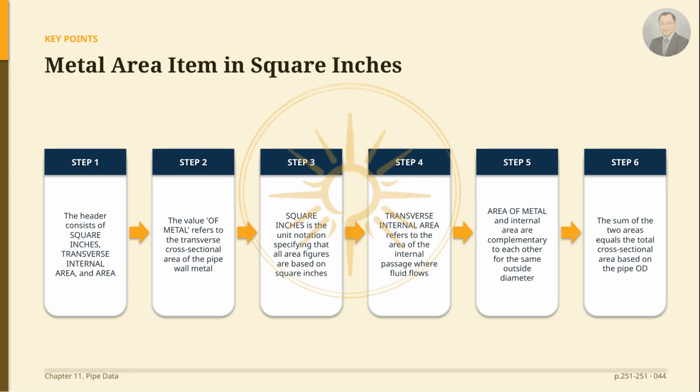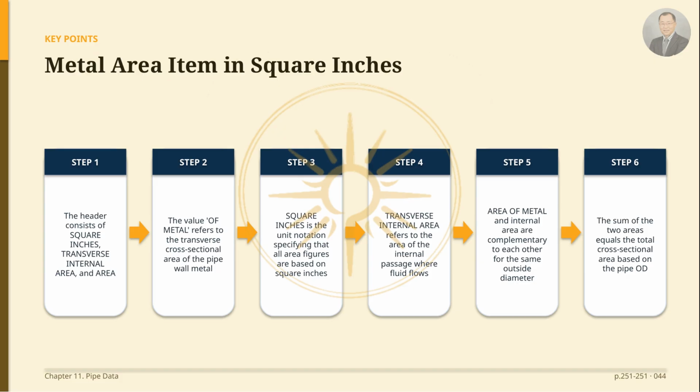Following the previous item, I would like to introduce the metal area item, which is expressed in square inches. In the header of this section, square inches, transverse internal area, and area are written together. Area of metal appearing in the body refers to the transverse cross-sectional area occupied by the pipe wall metal. The notation square inches clarifies that all area figures in the table are based on square inches.